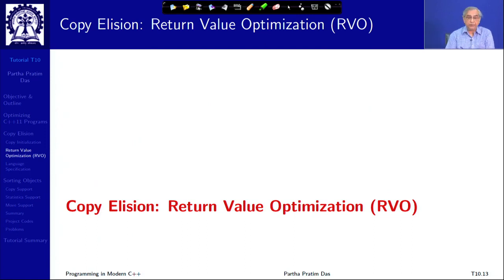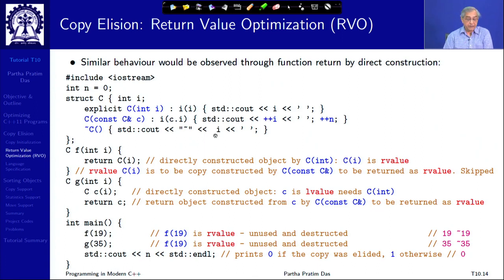Let us take another example of copy elision, which is return value optimization. We have the same class. I define 2 functions f and g. F constructs an object by parametric constructor and directly returns it by value, and here it constructs into a local object, and then returns that by value. In both cases, you would expect that there will be a direct construction by the parametric constructor and a copy construction by return by value.